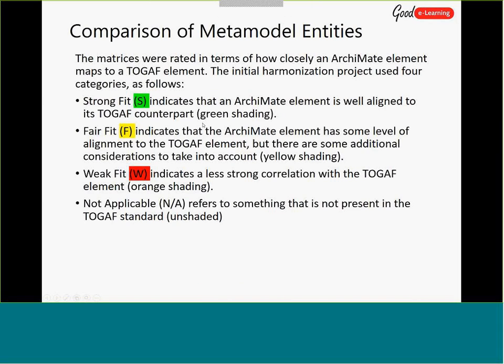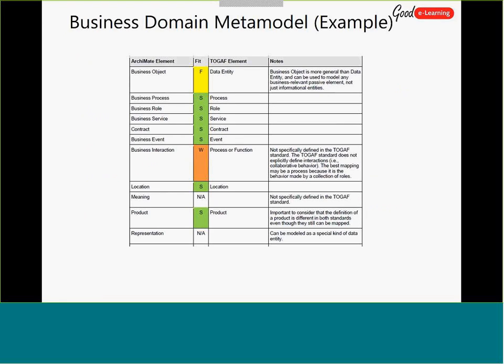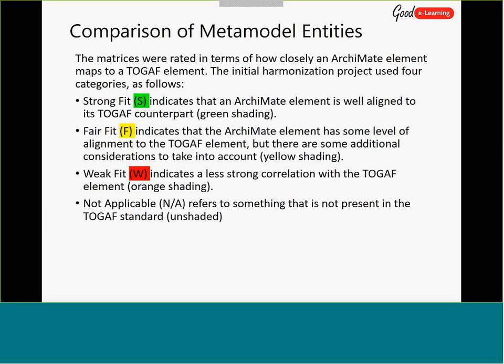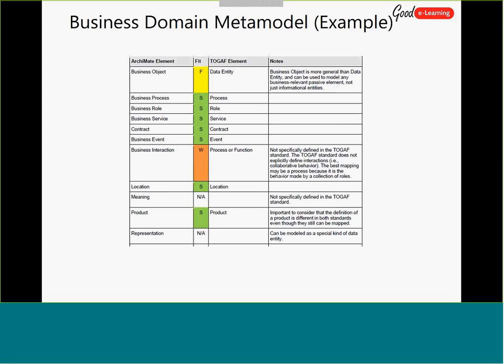The comparator models that were used in the previous harmonization projects, each of the harmonization projects had a different way of highlighting the differences between them, and you'll see that when we go through this as the last part of the webinar. But the matrices were rated, specifically for the meta model, on strong fit, fair fit, and weak fit. This just gives you an example from the previous harmonization project, the Harmony project, where we had things such as business object. So business object was identified as a fair fit.